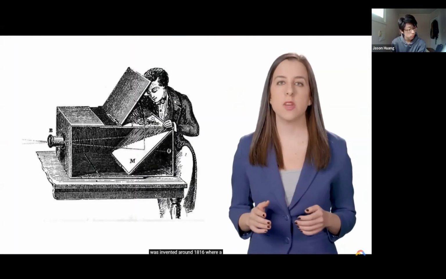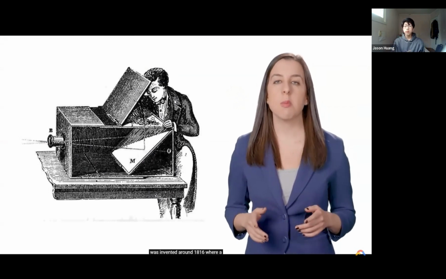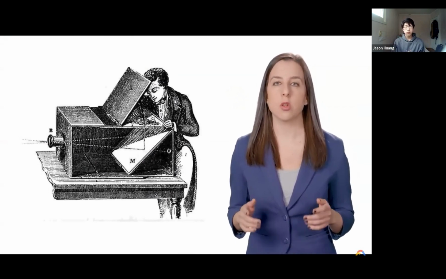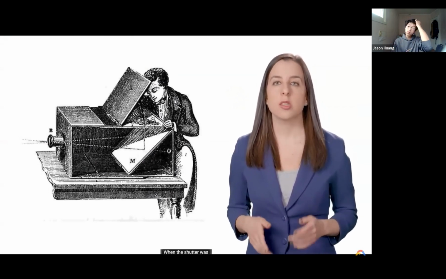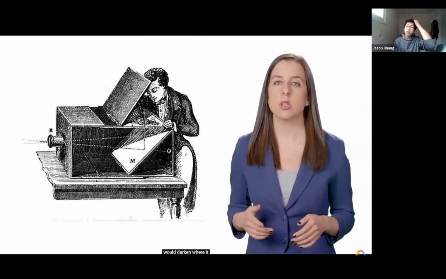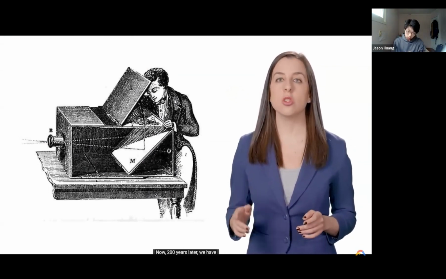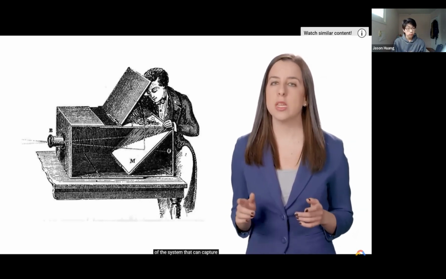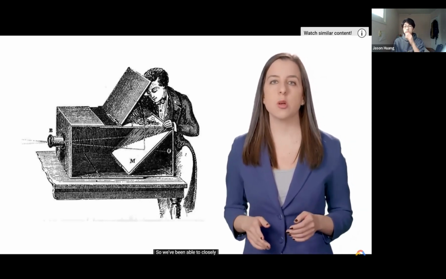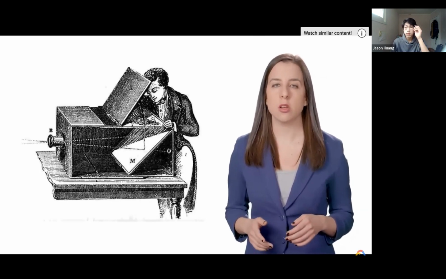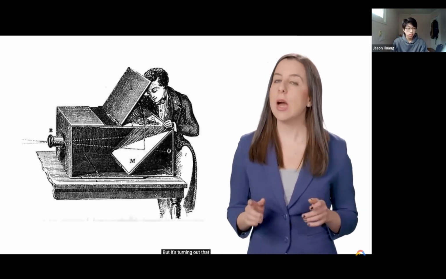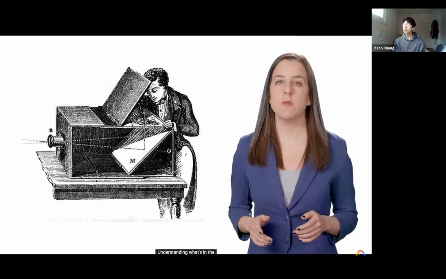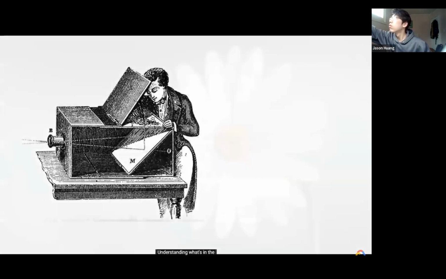The first type of photographic camera was invented around 1816, where a small box held a piece of paper coated with silver chloride. When the shutter was open, the silver chloride would darken where it was exposed to light. Now, 200 years later, we have much more advanced versions of the system that can capture photos right into digital form. So we've been able to closely mimic how the human eye can capture light and color. But it's turning out that that was the easy part. Understanding what's in the photo is much more difficult.